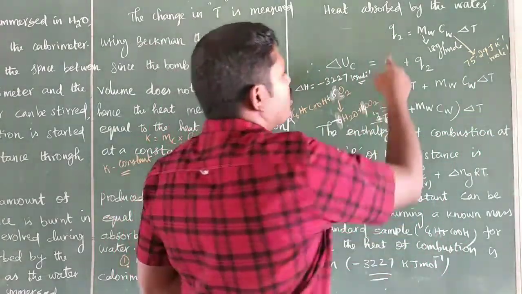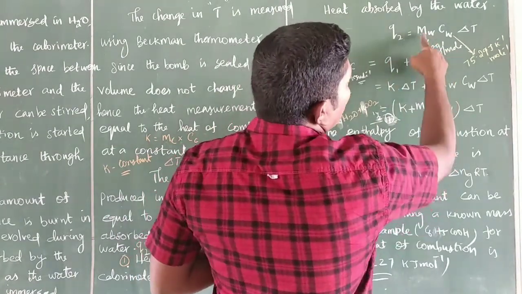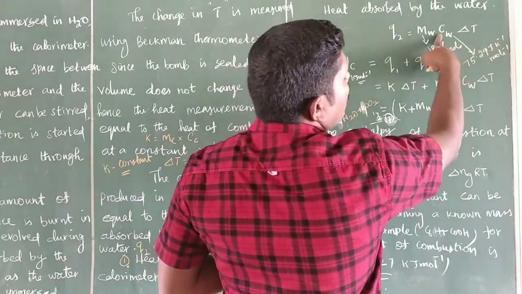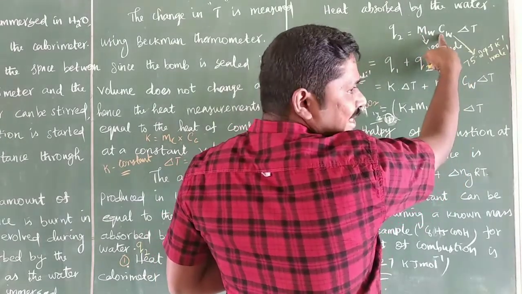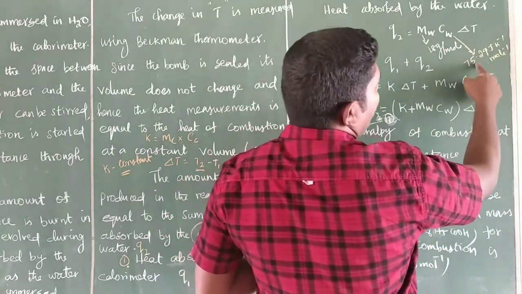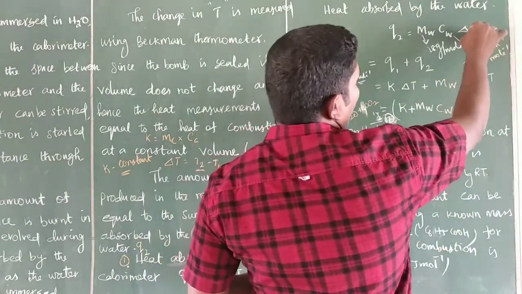So Q2 is equal to the product of the molar mass of water, 18 gram per mole, and the molar heat capacity of water, 75.29 joule Kelvin inverse mole inverse, and T2 minus T1.